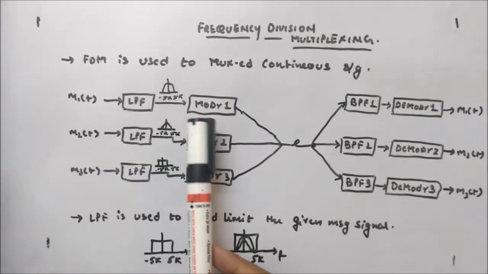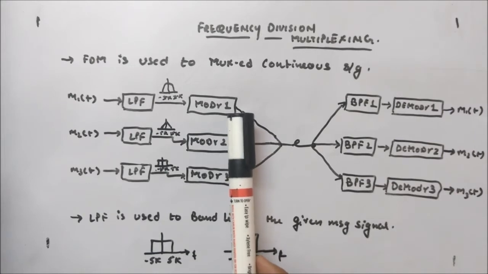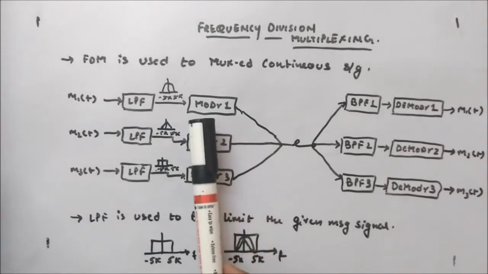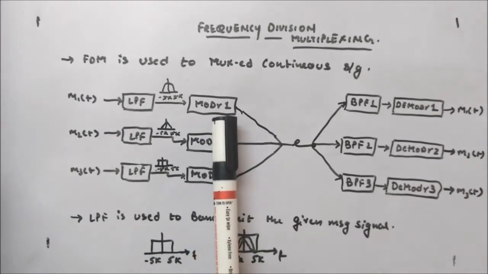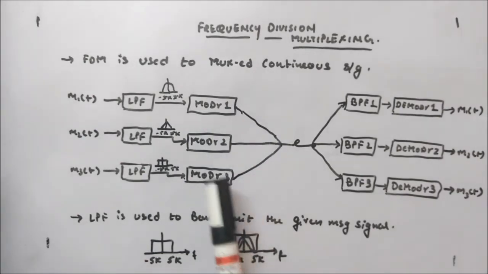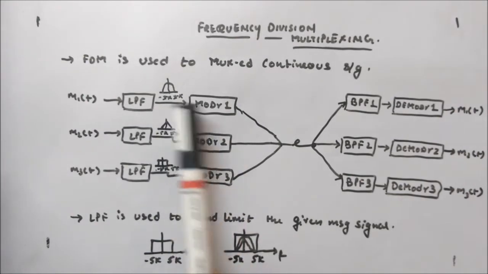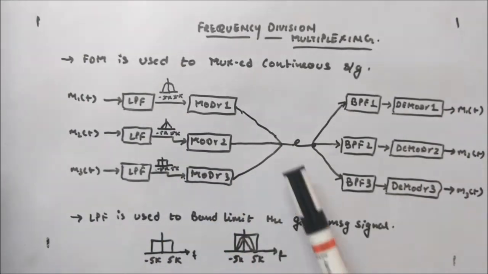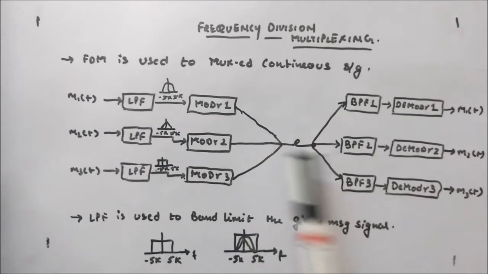Now each signal will go through a modulator. I've written modulator 1, 2 and 3 because they will modulate the signals with different carrier frequencies. Okay, so this will have a carrier frequency FC1, let's say FC2, FC3. So all will be modulated with FC1, FC2 and FC3. Okay, that's how it will go.